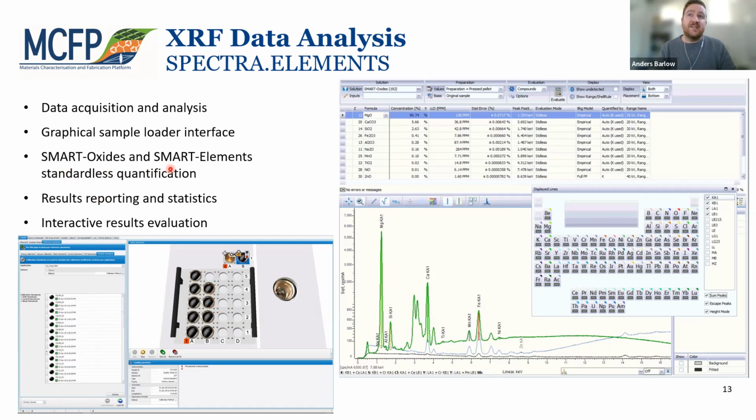The smart oxides and smart elements standardless quantification means that we don't necessarily need calibration standards to look at your results and give you quantification. Basically, we have standards that are running routinely on the instrument all the time to ensure that the quantification it gives you is accurate. So it's called standardless quantification. And the reporting and the results evaluation is all interactive. You can generate charts, plots, and tables directly out of this piece of software. So everything that you need to do is directly on the XRF PC itself.